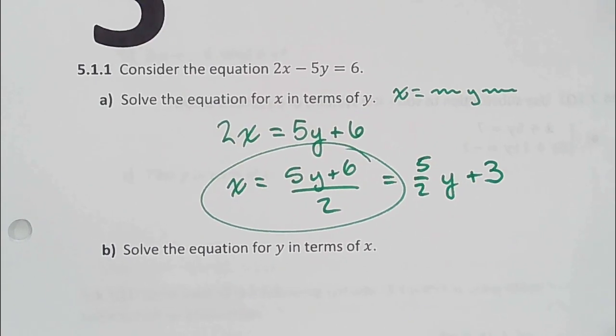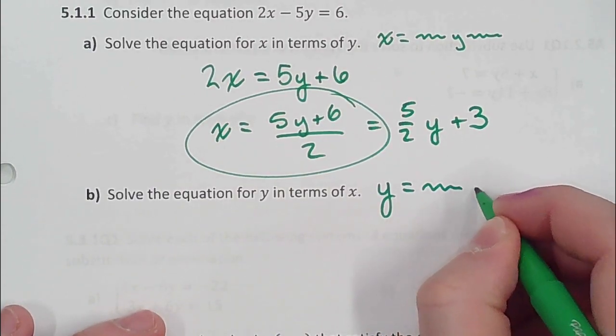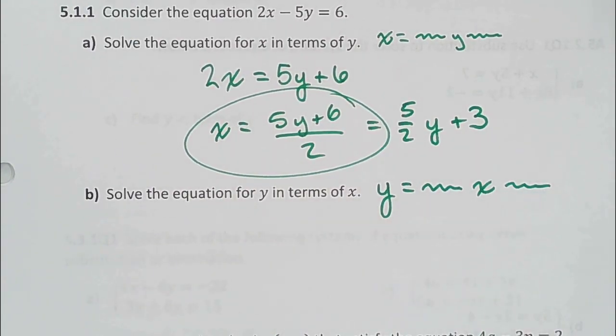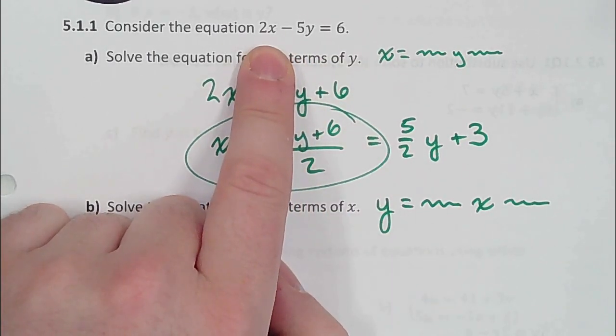Let's take a look at part B. Y in terms of x. That means we need this. Okay, so how do we get y on its own? Looking at the same equation, 2x got to go. So we're going to make that 0 by subtracting 2x, right?